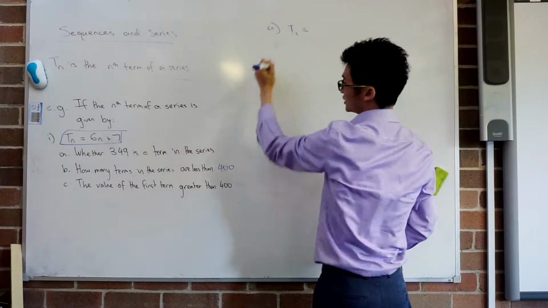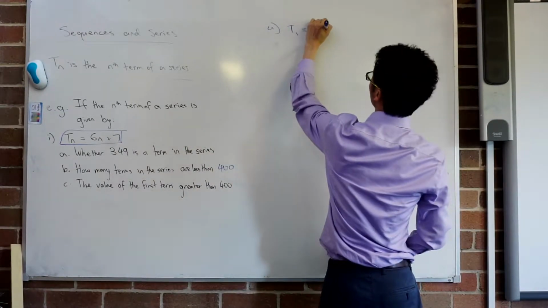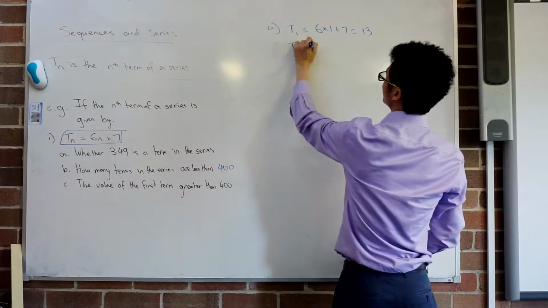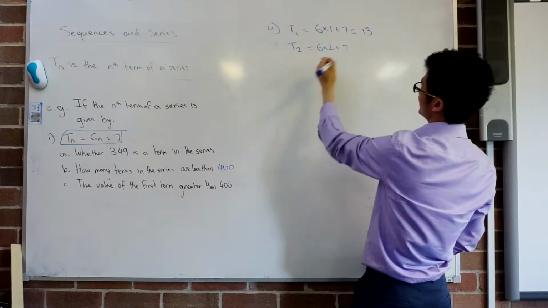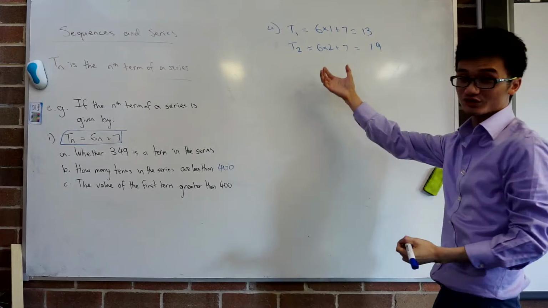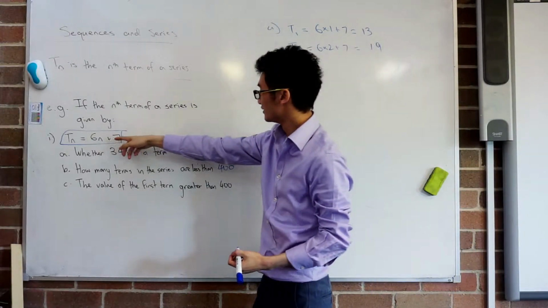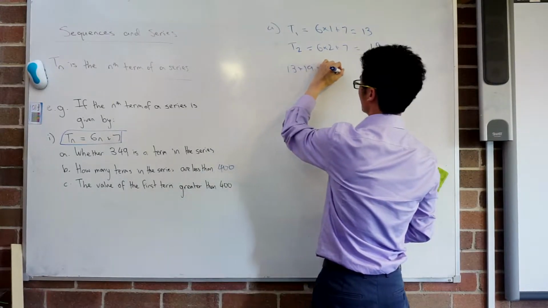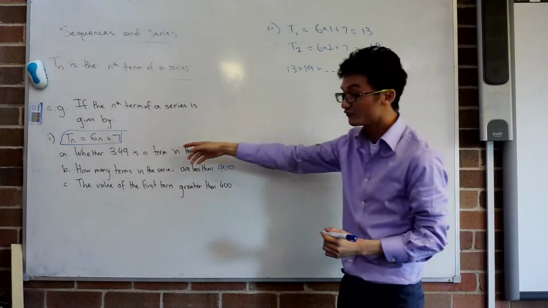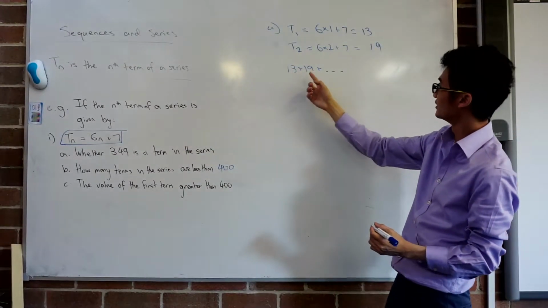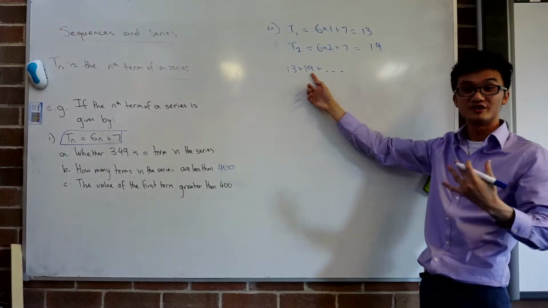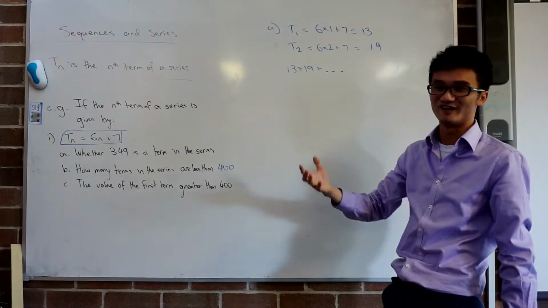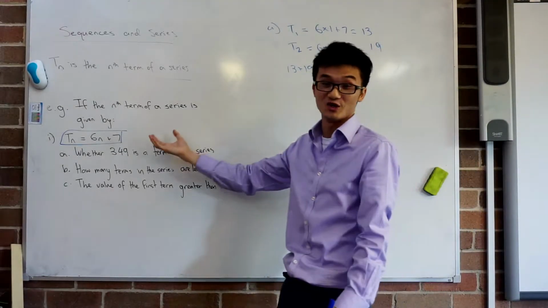T sub 1 would just be replacing n with 1. So I've got 6 times 1 plus 7. That would give me 13. T sub 2 would just be 6 times 2 plus 7. That would give me 19. And so on and so forth. But the thing you notice here is that if I wrote this series out, I've got 13 plus 19 plus whatever comes afterwards. When I'm looking for the terms in the series, this is the first term, this is the second term, they're kind of like positions in a race. You have first and second, but you don't really have 1.5. That's not a position or a term in this series.